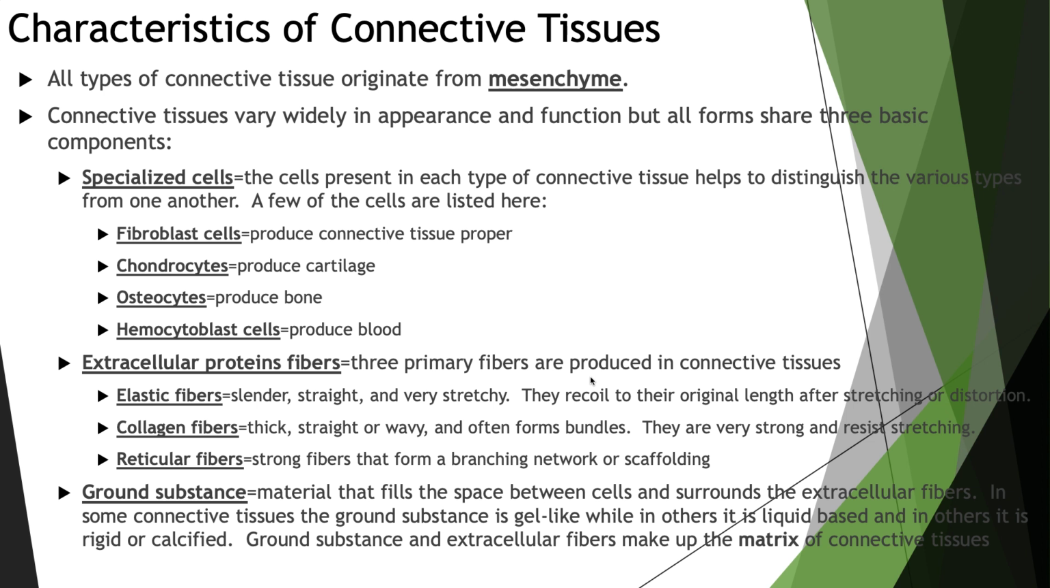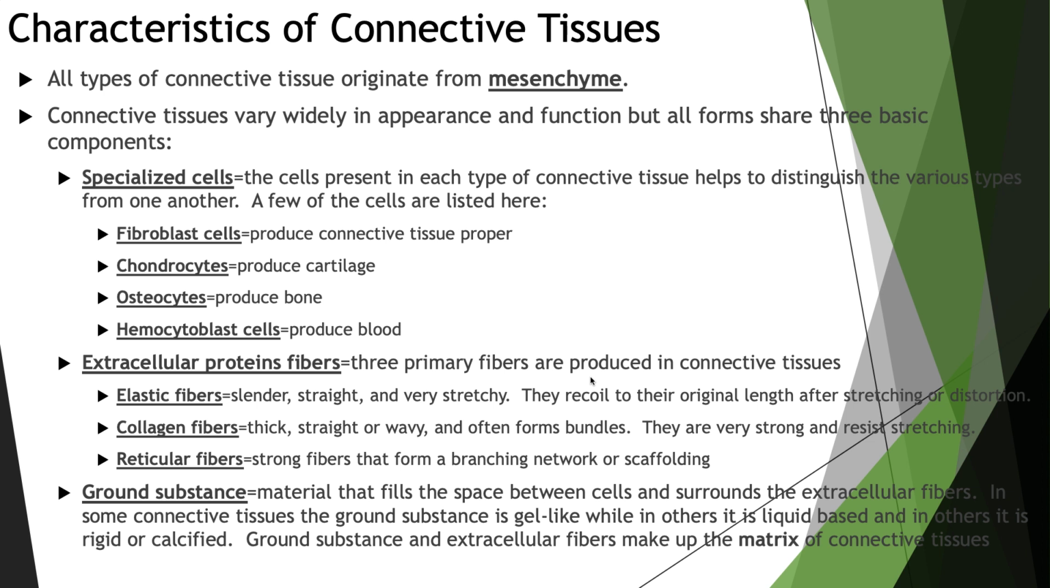A lot of them contain extracellular protein fibers. And depending on the content and the concentration of these fibers in the tissue, it helps to determine which type of tissue you have. So you have elastic fibers, which, as you can imagine, are very stretchy. They help things to stretch and move and twist and then be able to return to their original shape. You have collagen fibers, which are usually thick, straight, and wavy, often form bundles, and they're very strong and help to resist stretching. So the direct opposite of those elastic fibers.